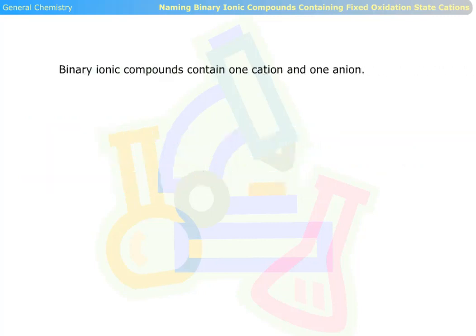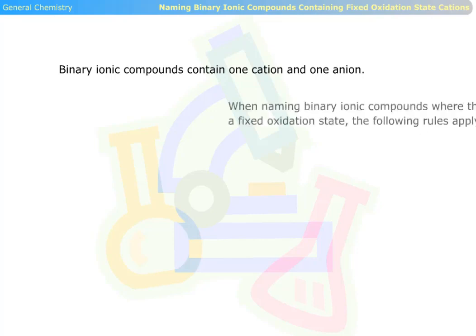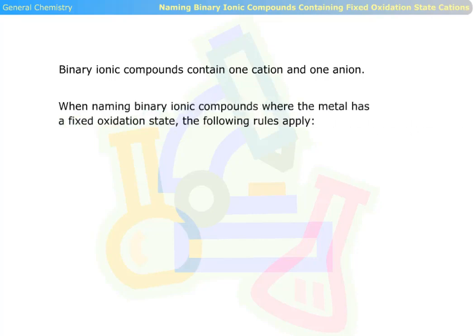Binary ionic compounds contain one cation and one anion. When naming binary ionic compounds where the metal has a fixed oxidation state, the following rules apply. 1. The cation is always named first and the anion second.